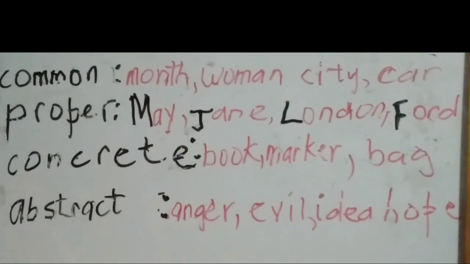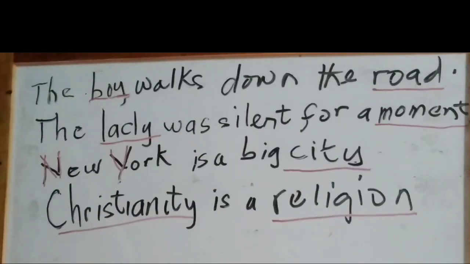So we're going to move on to some example sentences. So that's next. Okay, so let's begin by identifying the nouns in these sentences, and we're going to tell the category or categories that they fall in. The first sentence is: the boy walks down the road. If you notice, I have highlighted boy and I have highlighted road. Those are the two nouns in the sentence. Now we are going to identify them according to what group they belong in, whether common, proper, abstract, and so on.